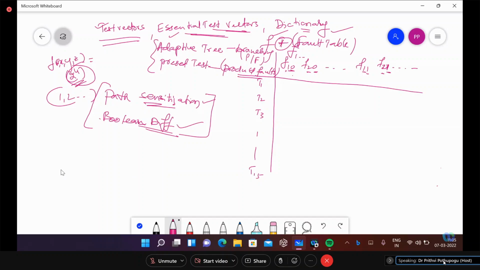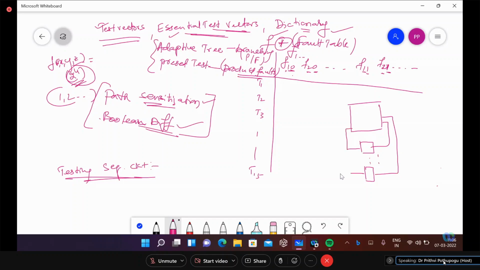Now, for testing a sequential circuit, what is the method? Testing a sequential design, what is the method? If you take the sequential design, what is the difference? The major difference we get is that this path is to be analyzed. This path plays the major role, that is, what is the response of the design? Based on that, your new values will be coming in. So this path is important.